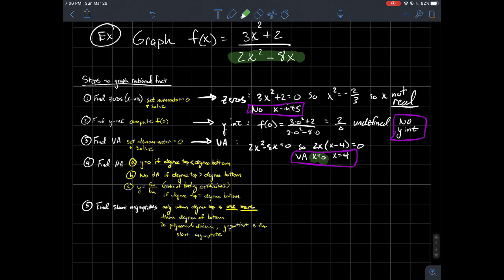So this is the y-axis, that's a vertical asymptote, and this is the vertical line that goes through the x-axis at 4. So those are two lines that the graph of f here is never allowed to cross.